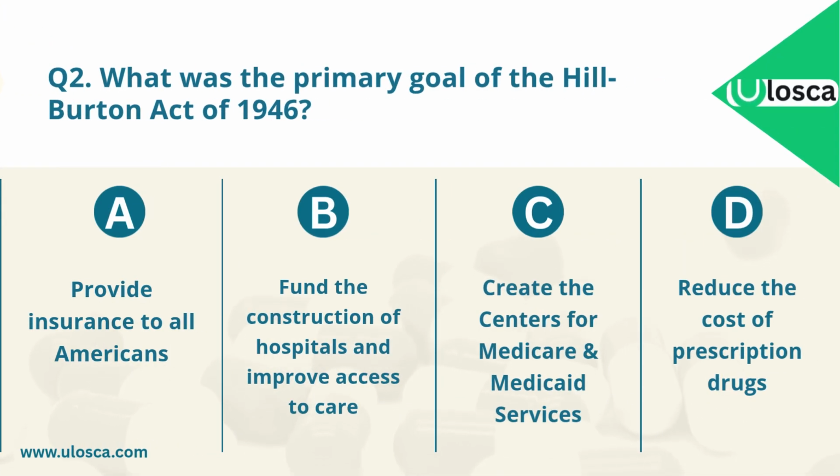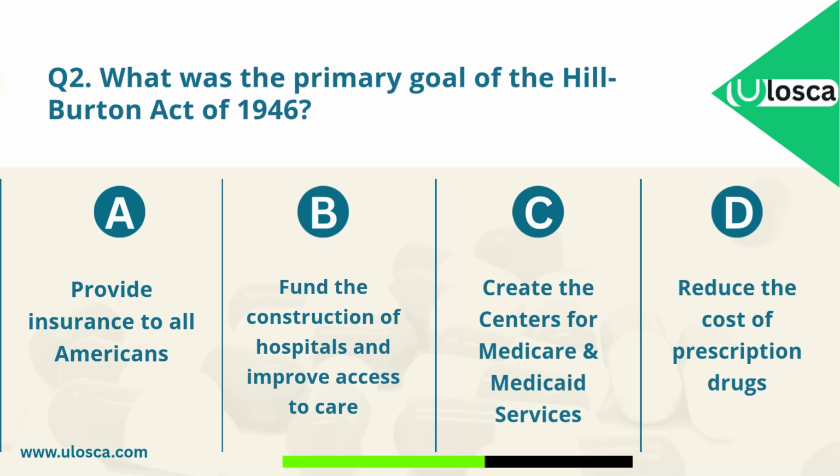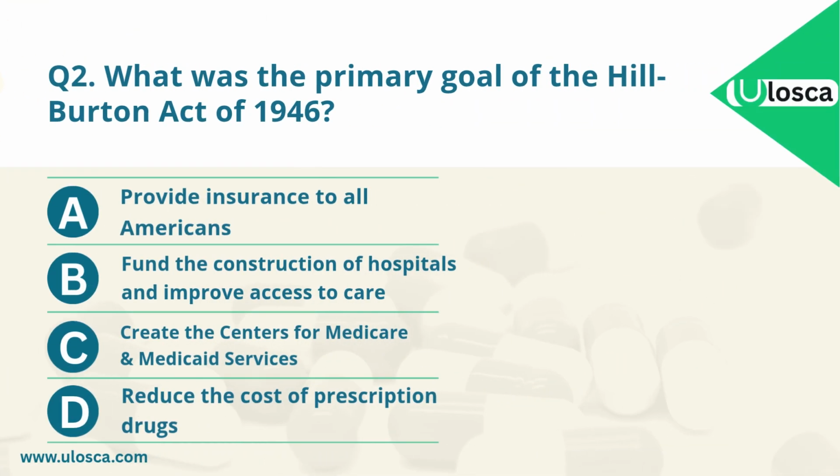Question 2. What was the primary goal of the Hill-Burton Act of 1946? A. Provide insurance to all Americans. B. Fund the construction of hospitals and improve access to care. C. Create the Centers for Medicare and Medicaid Services. D. Reduce the cost of prescription drugs. Which one is the correct answer? The correct answer is B. Fund the construction of hospitals and improve access to care.